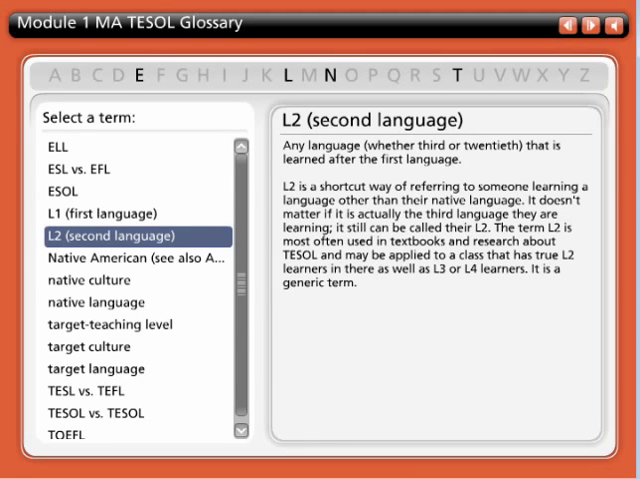L2, second language. This is any language, whether third or 20th, that is learned after the first language. Okay? So L2 is a shortcut way of referring to someone learning a language other than their native language. It doesn't really matter if it's actually the third language they're learning. It can still be called their L2. The term L2 is most often used in textbooks and research about TESOL and may be applied to a class that has true L2 learners in there as well as L3 or L4 learners or so on. It is a generic term.